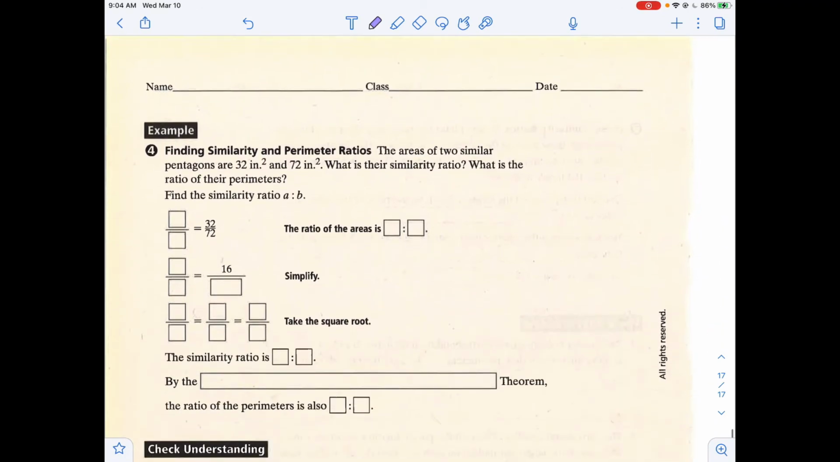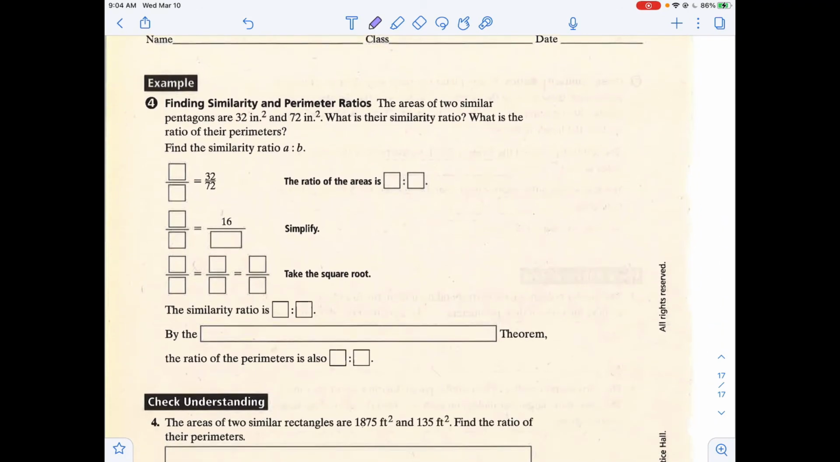There is one more example we're going to do together before you get started on that. Number 4, finding the similarity and perimeter ratios. So this time we don't know the ratio of similarity. We are given the areas. So the areas of two similar pentagons are 32 inches squared and 72 inches squared. What is their similarity ratio? What is the ratio of their perimeters?